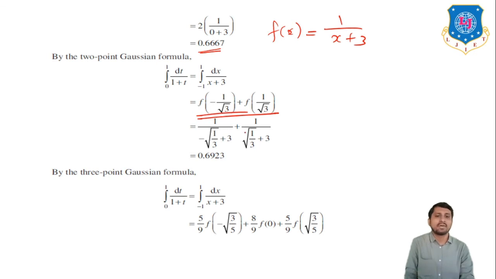So don't worry about that. Okay, so the square root of 1 by root 3 plus 3, using your calculator, you will get this value 0.6923. Now use the 3-point Gaussian formula.